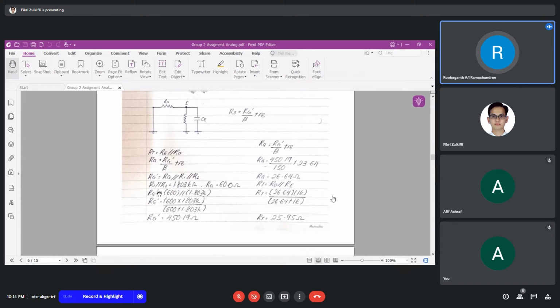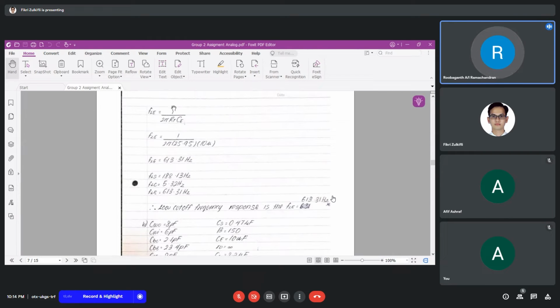Rg prime equals Rg parallel to R1 and R2. In the first condition, we already found that R1 parallel to R2 equals 1.803k, and Rg is 600 ohm. So Rg prime will be 600 parallel to 1.803k, and we get Rg prime equals 450.19 ohm. Then we substitute into Ra equals Rg prime over beta plus re. We get R total as Ra parallel to RE, and the R total will be 25.95 ohm.